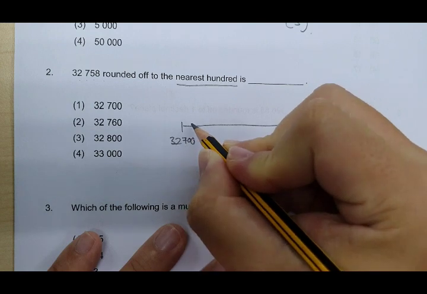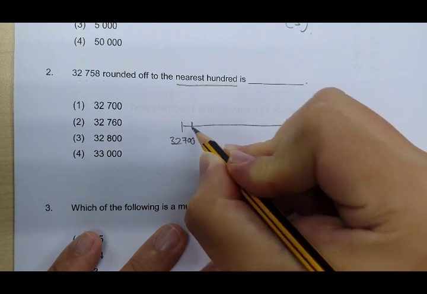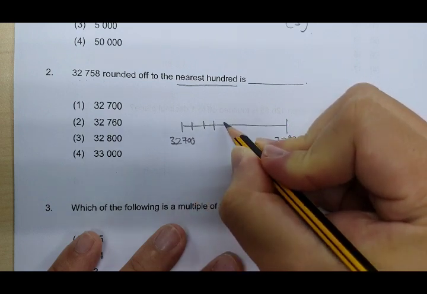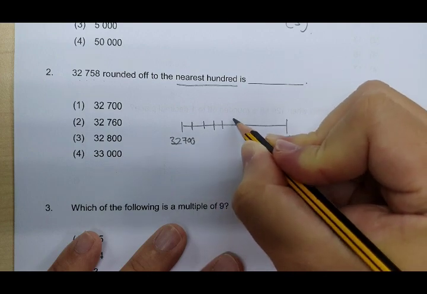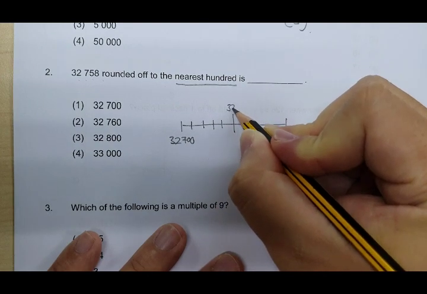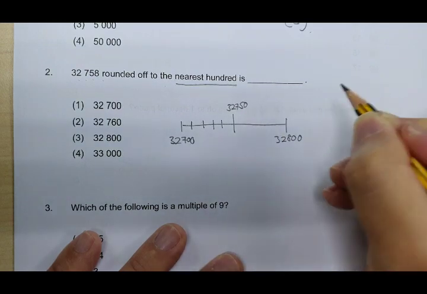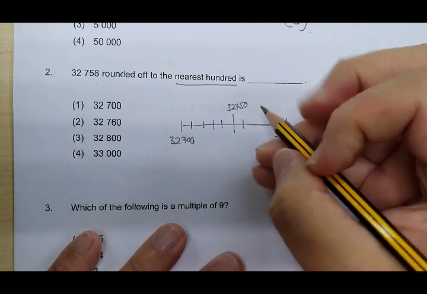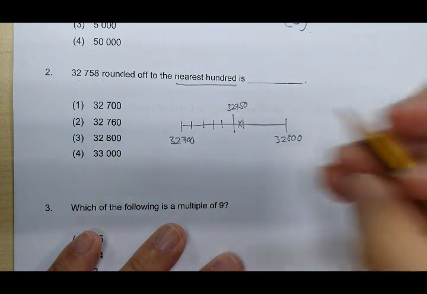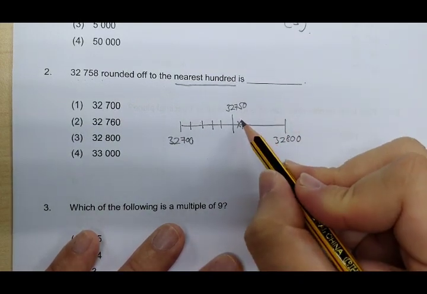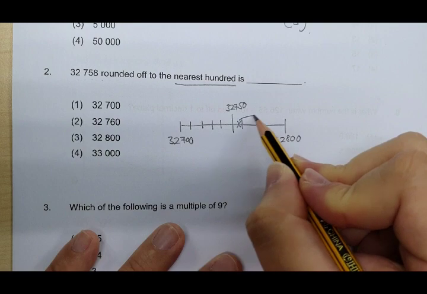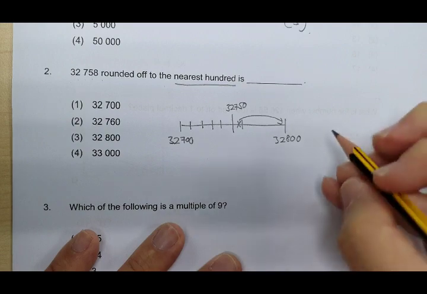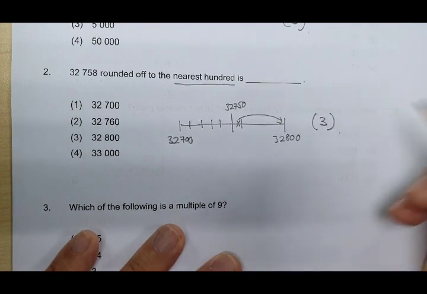Alright, 32,700, 32,710, 32,720, 32,730, 32,740, 32,750. So 32,760. So the number 32,758 will be somewhere here. Alright. So in this case, since it's nearer to 32,800, we'll round up to 32,800. So the answer will be number 3 again.